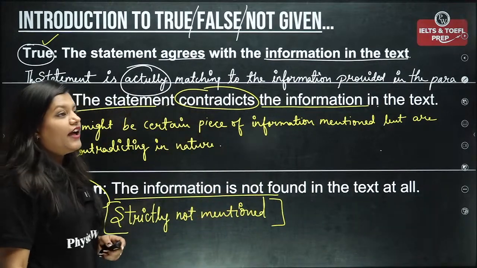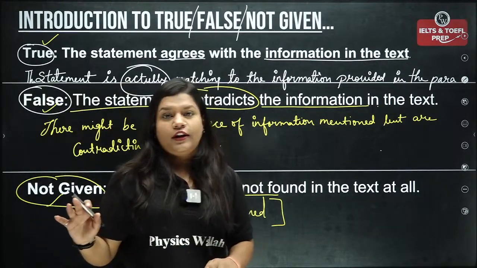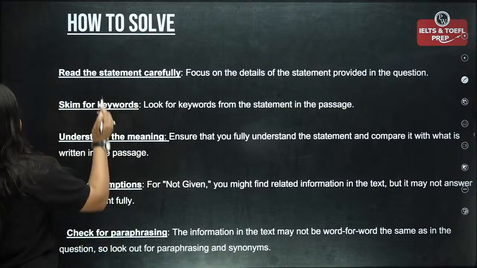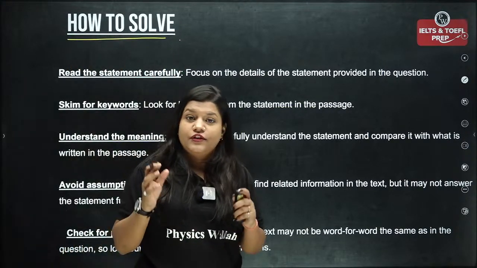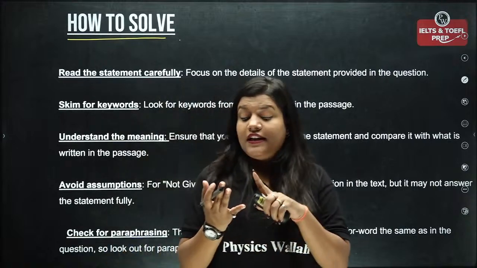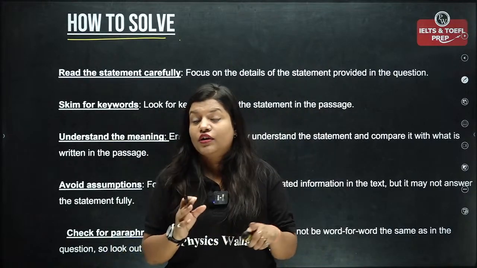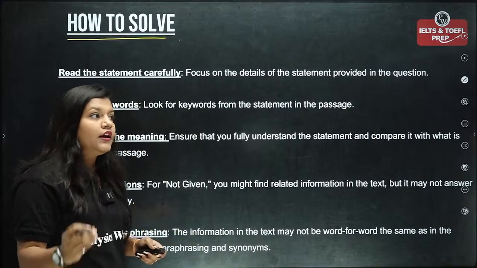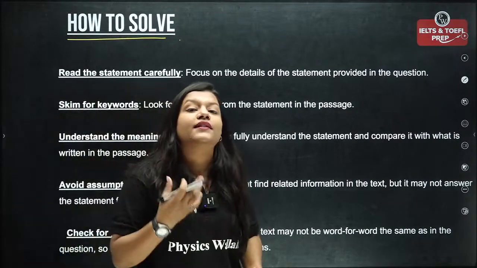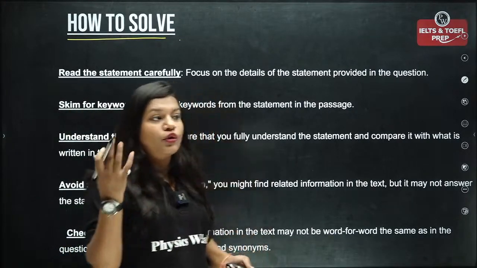This is the entire concept of true, false, not given. Okay. Now let's just understand how to solve it. As every time I say, the very first thing you're going to do is read the question, read the instruction, read the question, and then you're going to read the passage. Okay. If this works for you, then do it. Otherwise, if reading the passage first works for you, fair enough, you can go for that as well.